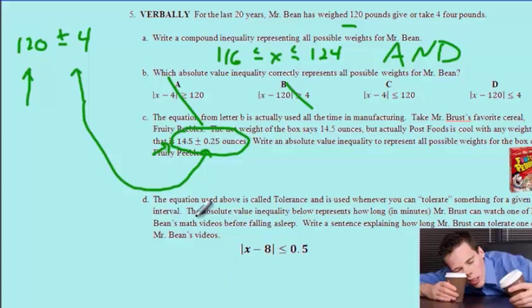And then I kind of explained what this is all about, tolerance. How long can Mr. Brust tolerate one of Mr. Bean's videos before he falls asleep? I love it. So just explain, what does this mean? Label it: 8 apples, oranges, miles, I don't know. And what does that mean? It's all about what it means. So label it, write it in a sentence, and then you've told me.